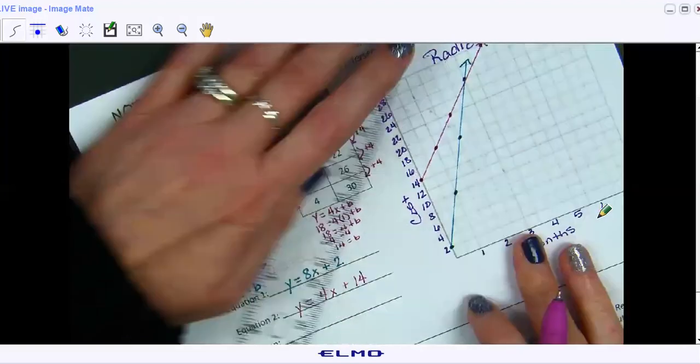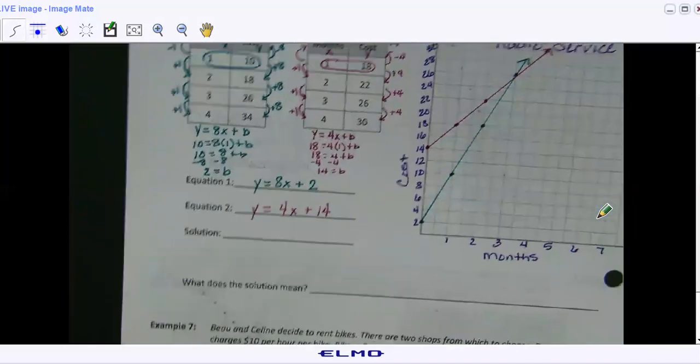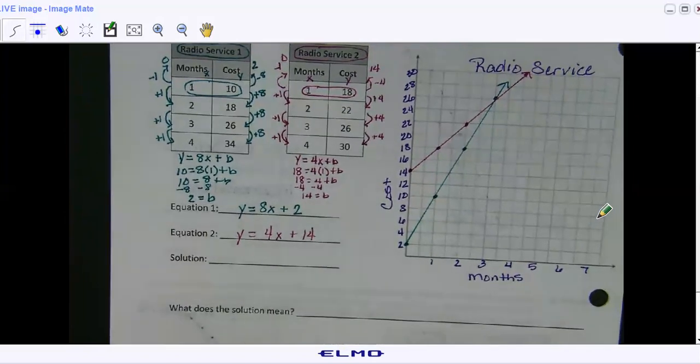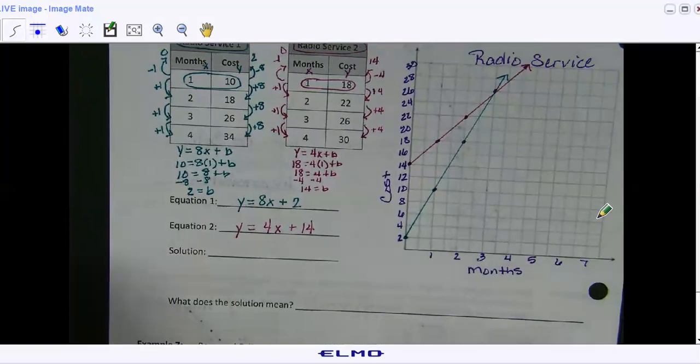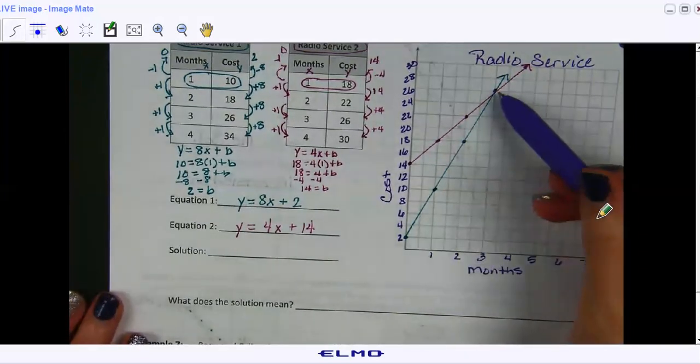Regardless of how you graph your points, whether you're graphing the equation or you're graphing your points, your intersection should be the same. So if you're graphing your points, just check and make sure that when you draw your lines, they're intersecting at the same point. In this case, they should be intersecting at (3, 30).